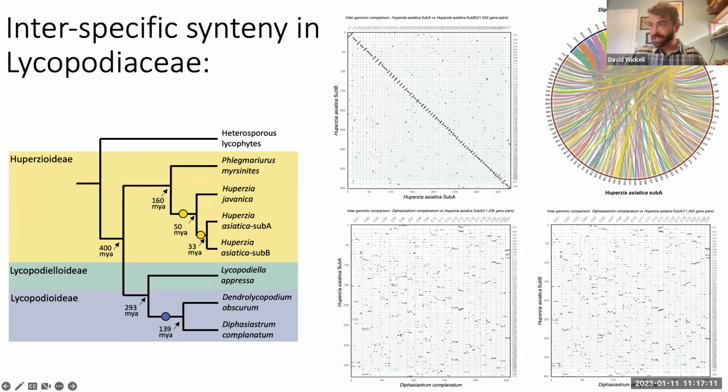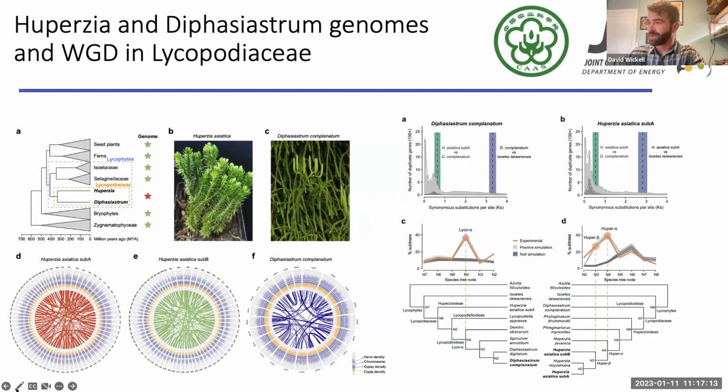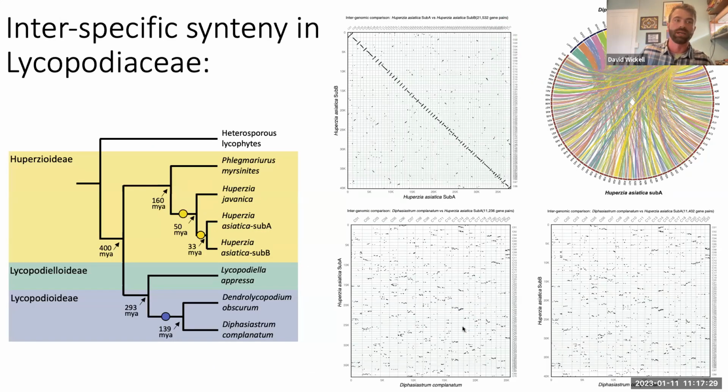So while the intraspecific synteny, I don't want to gloss over this too much, is still pretty impressive, considering this duplication in Diphasiastrum complanatum is equivalent in age to the one in Cyathea that I was talking about earlier, a little more than 100 million years. But what's really incredible, and you can see in these less pretty but much more informative dot plots, is the interspecific synteny that we see in Lycopodiaceae.